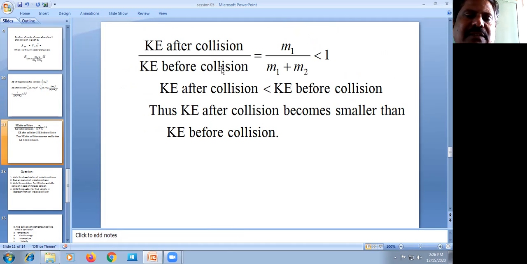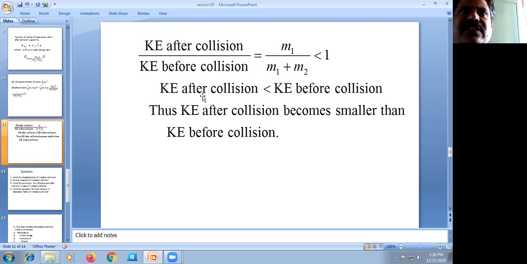After dividing those two quantities, you get m1 divided by m1 plus m2, which is less than 1. When you substitute some values, it will give less than 1. Making cross multiplication, the kinetic energy after collision is less than the kinetic energy before collision.